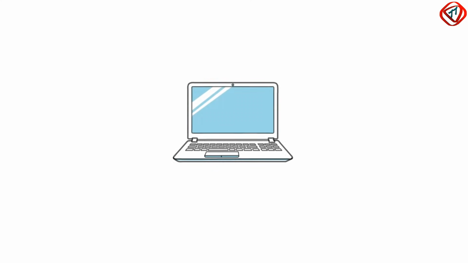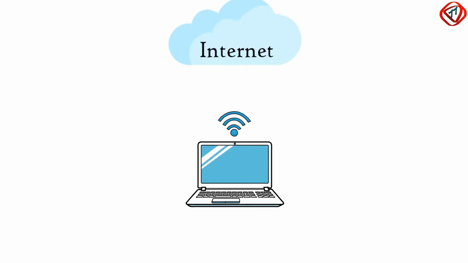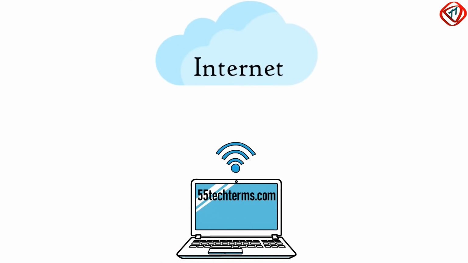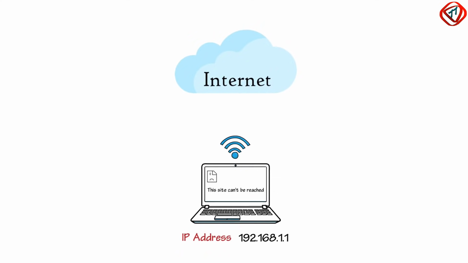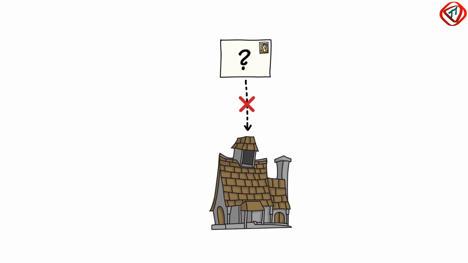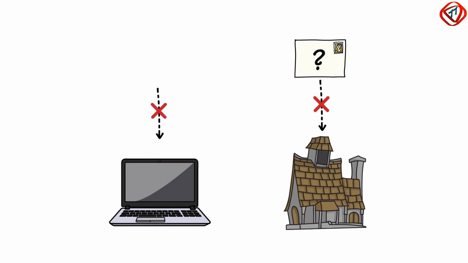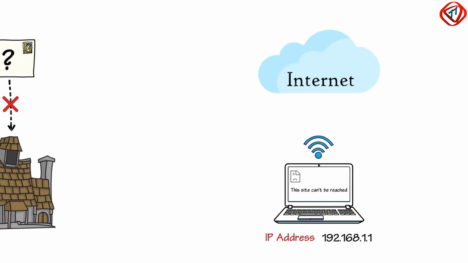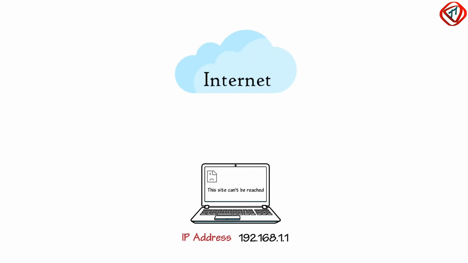Suppose you boot up your laptop and connect it to the internet. If you try to visit the website 55techterms.com, you would not be able to connect to it until your laptop has an IP address. Like you cannot receive a mail at your house without a delivery address. Similarly, your device too cannot download a web page without an IP address. That is, you cannot access the internet until your device has an IP address.